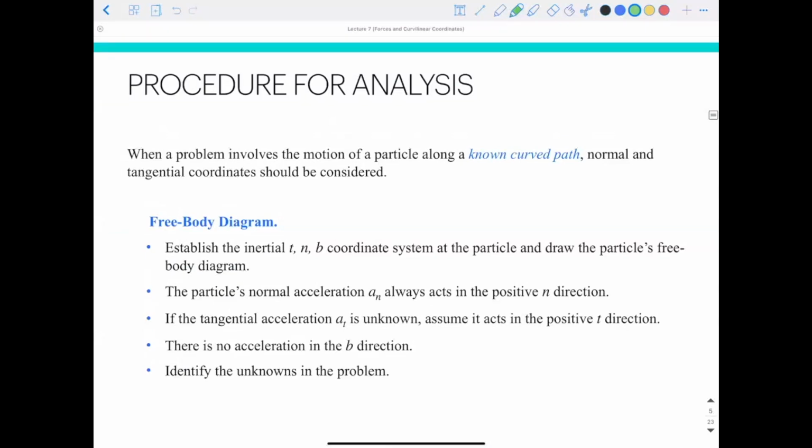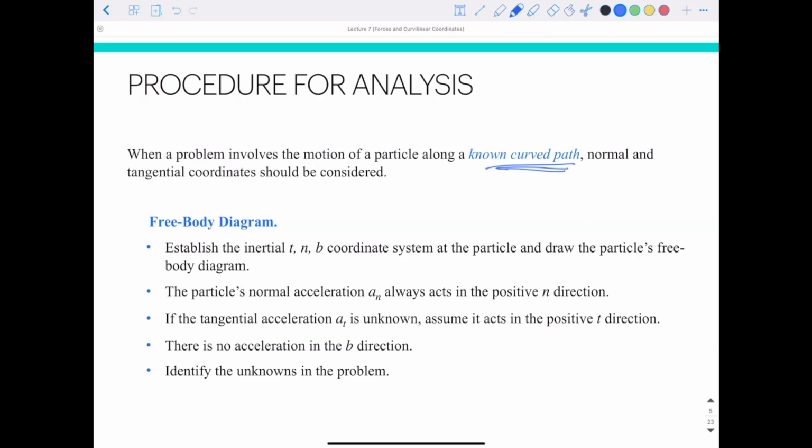So our procedure for analysis when we're looking at solving these problems with curvilinear coordinates, and when we're dealing with normal and tangential coordinates, it's good to keep this in mind. When a problem involves the motion of a particle along a known curved path, I would say this is the important thing. If you have a known curved path as a function, then that should be a good hint that normal and tangential coordinates should be considered. The other thing I would say is if you also know something about the speed of the particle, and you know something about the radius of curvature that the particle is undergoing. So knowing the curved path would be knowing the radius of curvature.